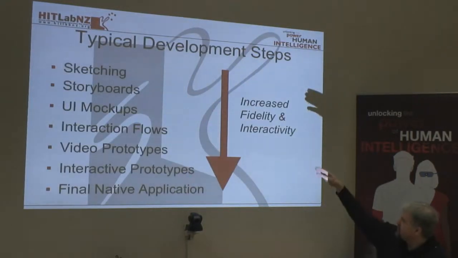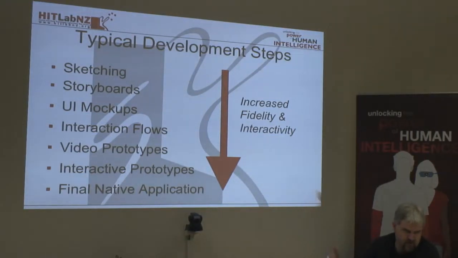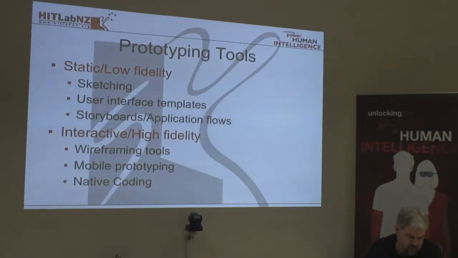So you can go from sketching to storyboards to mock-ups to video prototypes, interactive prototypes, to final native applications or final product being produced. As you go down this list, you have increased fidelity and increased interactivity. So let's skip through a couple of tools, and I'll show you some examples, and we'll have a break. So first of all, low fidelity prototypes typically involve sketching and static information display, sketchy storyboarding or user interface templates, and with high fidelity prototypes, it's more around interactivity. So it's looking at wireframing or mobile prototyping tools or some coding.